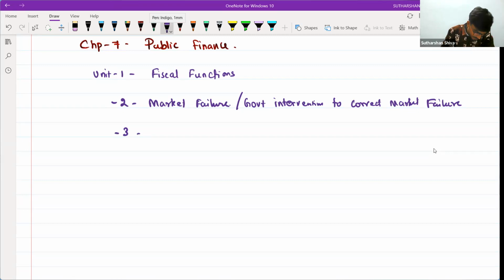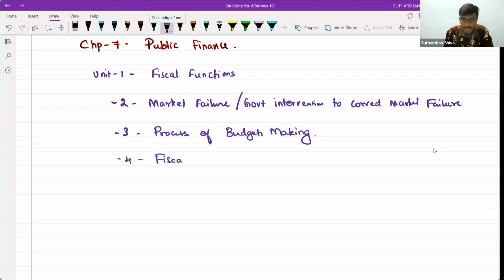Unit number 3 is nothing but the process of budget making. And the fourth unit is how to frame a fiscal policy. That's all with chapter number 7, which would be a somewhat lengthier chapter, but an interesting chapter.